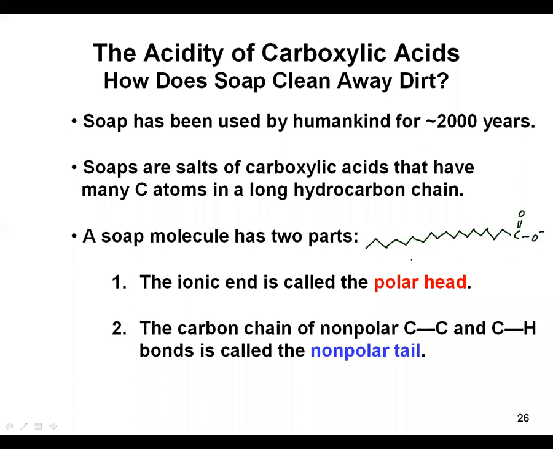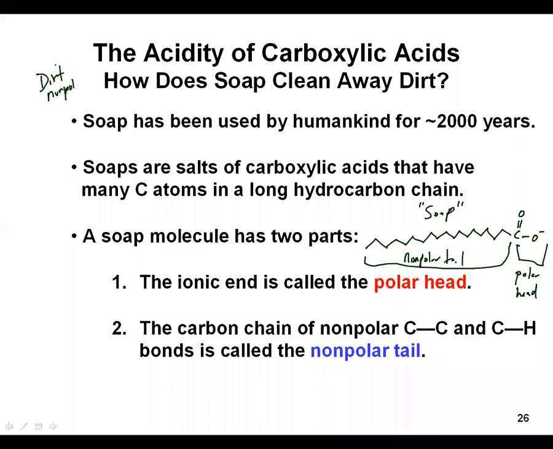So this part, which is a line structure, all carbons and hydrogens, is what is sometimes referred to as the nonpolar tail of soap. This part over here, which does have a charge, is what is sometimes referred to as the polar head of soap. And that makes soap really effective in cleaning, because most dirt is nonpolar.